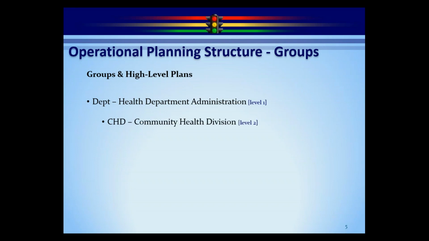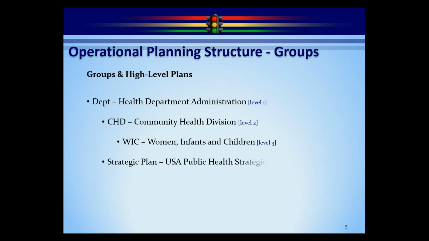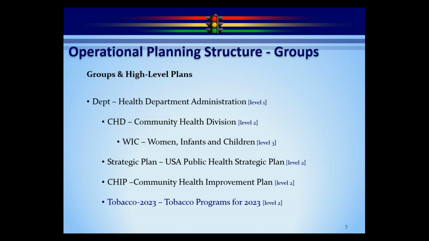Underneath that, you might have something like community health division at a level 2 reporting to the department. Under community health might be WIC, for instance, reporting to community health, which reports to the department. Your strategic plan can report directly to the department, being a level 2, and then the rest of your CHIP and your CHA and your workforce development and such could also be in there as well. For today, we're going to use the same example we used before. Tobacco 2023 is the group.